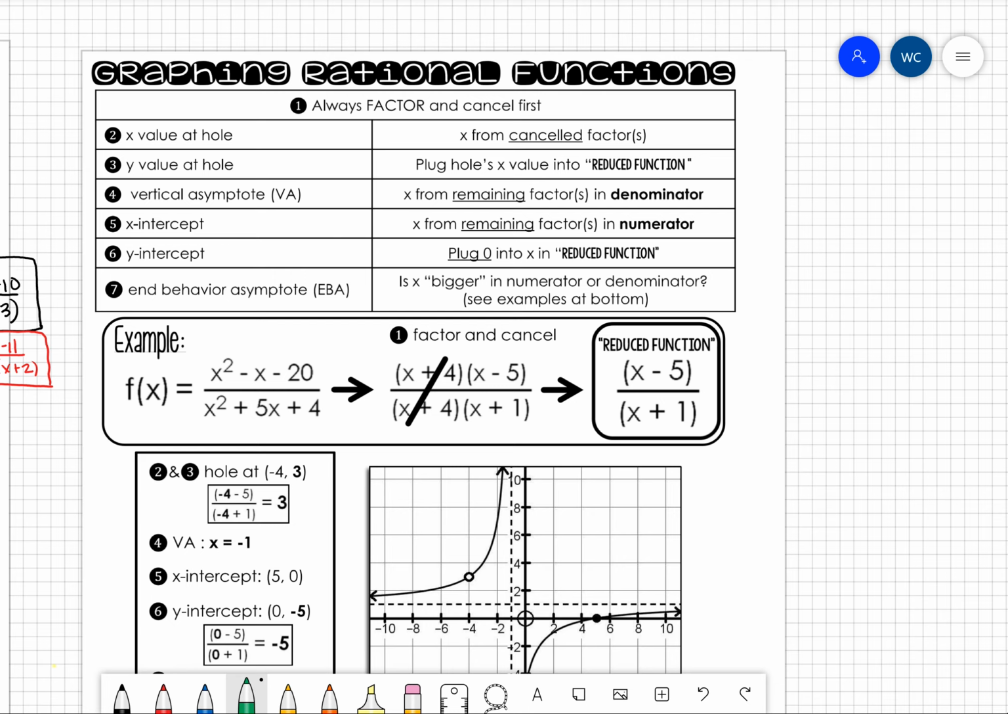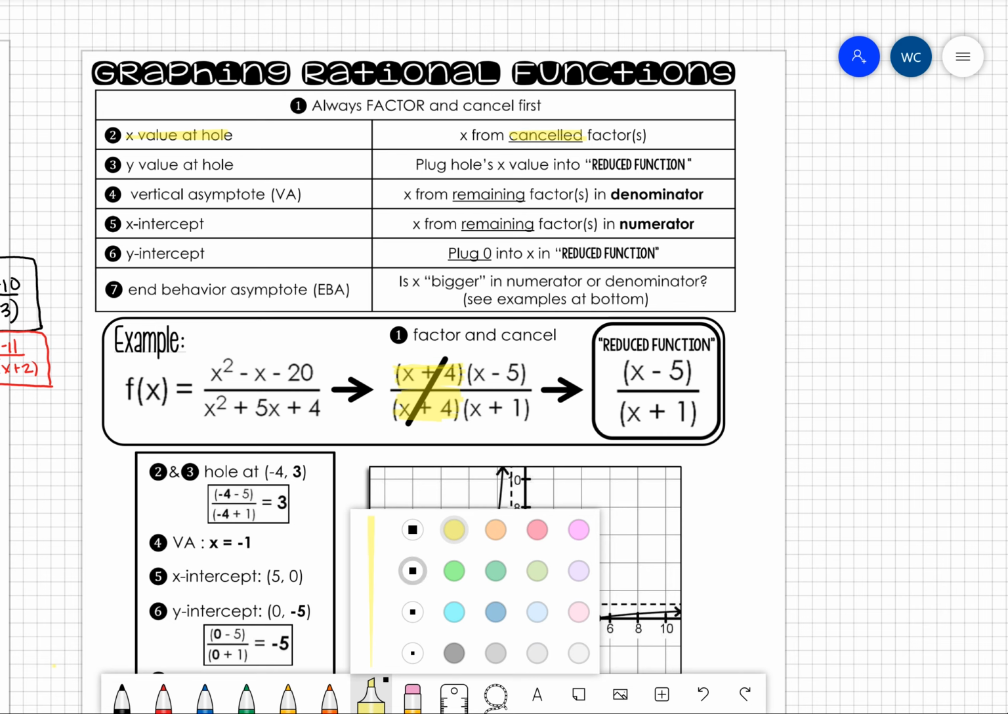So anytime we're graphing rational functions, just like I said, we always factor and cancel out first, just like we did on the previous ones. Now, that part that you factored and canceled, look at our example problem. We have x squared minus x minus 20 over x squared plus 5x plus 4. They put it into its factors and canceled out x plus 4 over x plus 4. That part that we canceled out, that x plus 4, has a place in our graph. That x value is the hole. So the canceled out portion is the x value, and it is the hole.